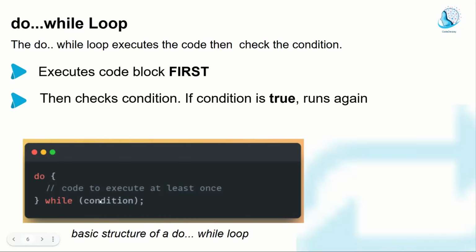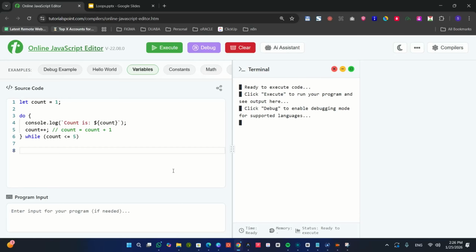Now let's look at an example. In this example, we have the same counter program that we used in our while loop. We have our do keyword, and then we have our code block. console.log(count) is the variable count, and then we have our increment operator here, and then we have the while and its condition at the bottom. So let's run this code and see what happens.